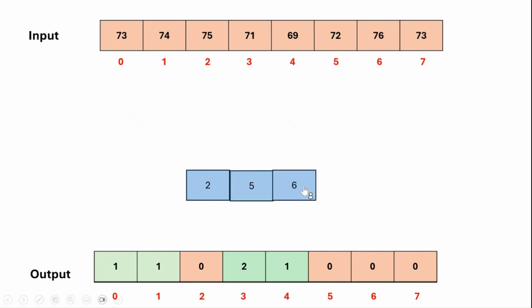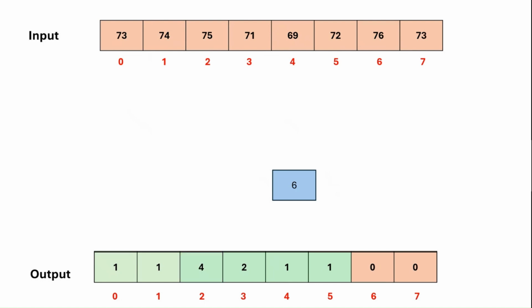So when we see day 6, we see the temperature 76, which is more than the temperature at day 2 and the temperature at day 5. So we got the answer for day 2 and day 5 as well. So we don't need to keep track of them now. We got the answer for day 5, which is 6 minus 5, 1. And for day 2 as well, which is 6 minus 2, 4. And for day 6 and 7, we didn't get any answer because we are not seeing any other days which have more temperature than them in the future. So that's why the answer is 0 here.